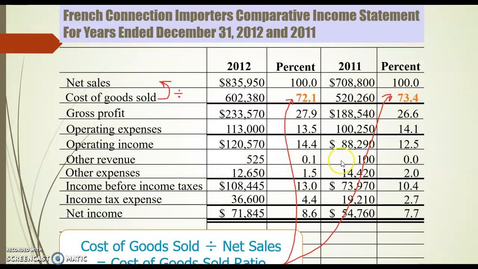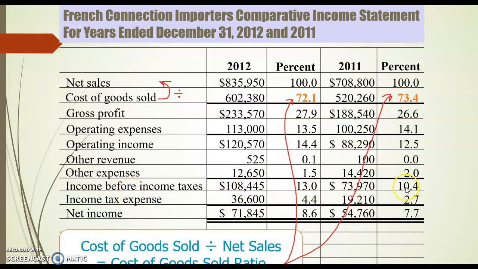Okay, the other revenues, small numbers, we're not worried about that. Other expenses went from 2 to 1.5%, so they went down a little bit. Usually we're not overly concerned about other revenue and other expenses. So unless it's something particular that's a problem, then we don't usually concern ourselves with either of those.